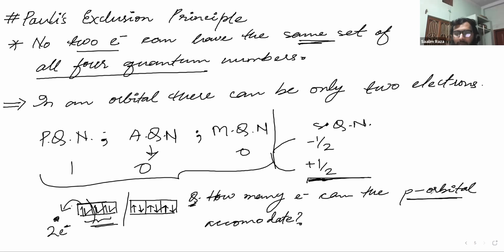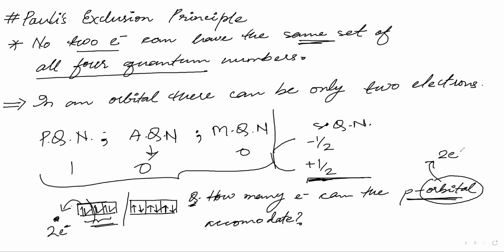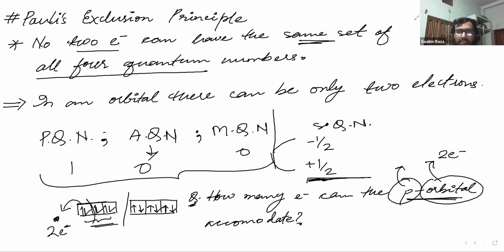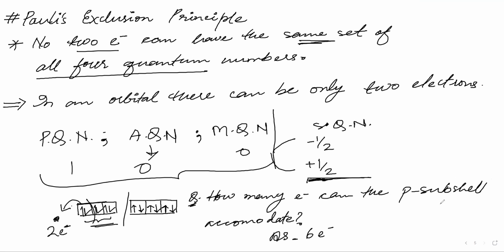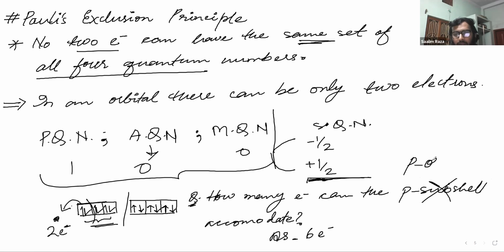See, if somebody says p orbital, then remember this word orbital, right? And how many electrons can an orbital accommodate? Only 2 electrons, irrespective of what the subshell is. But if somebody changes the question and asks how many electrons can the p subshell accommodate, then the answer would be 6 electrons, right? Do you see the difference? We didn't ask about the p subshell, we asked about the p orbital.